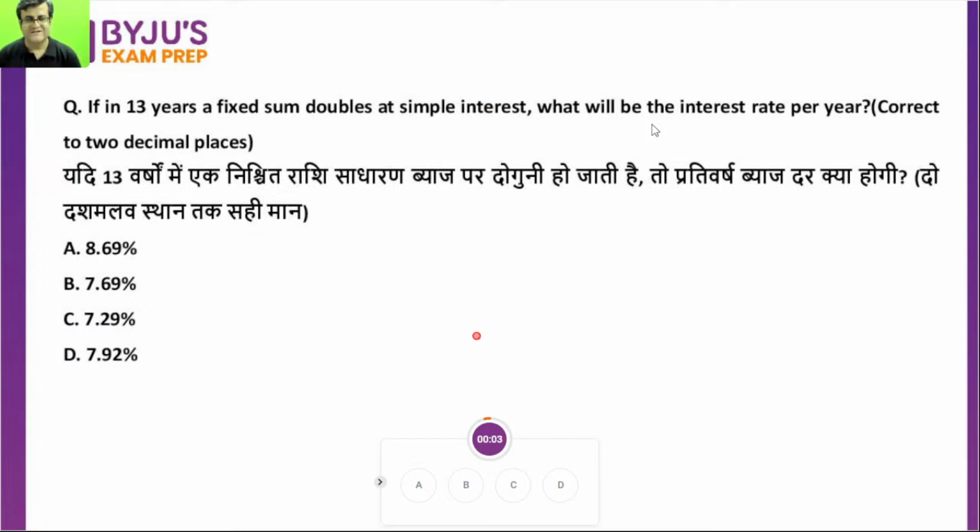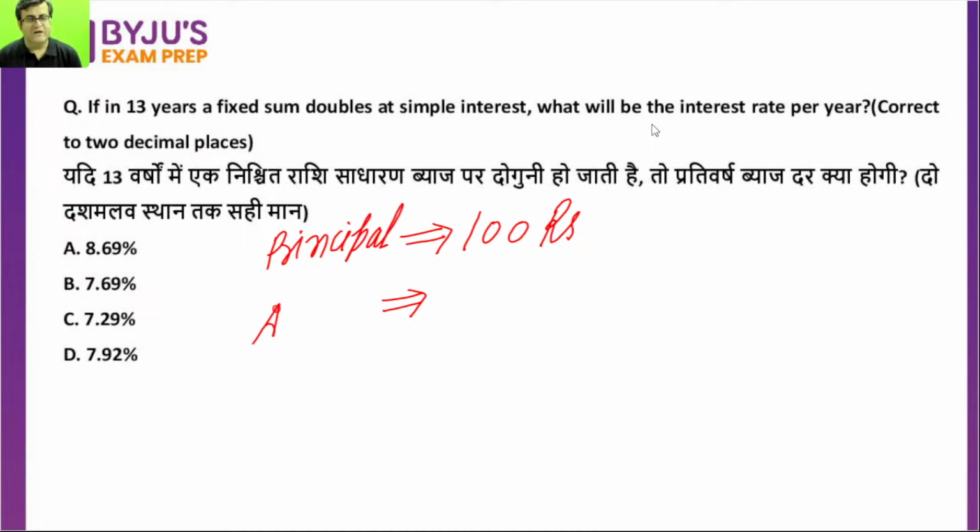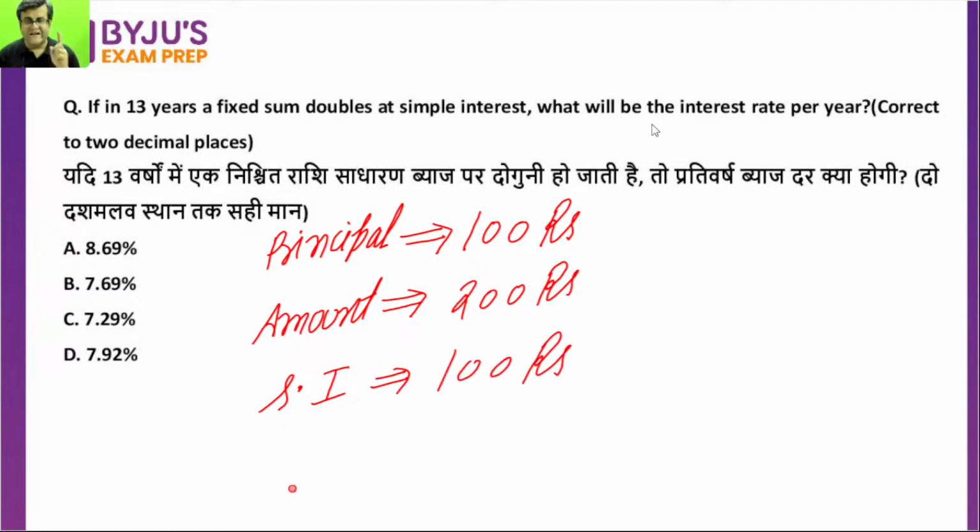So if money becomes double, what do you understand by that? If the person deposited 100 rupees as principal, it will become an amount of twice, double, as 200. So simple interest will be equal to 100 rupees. Money deposited is principal. It becomes double: 100 deposited will become 200. Interest is 100 rupees.